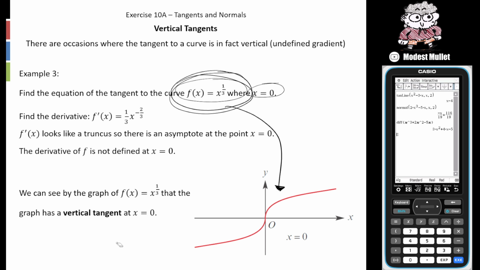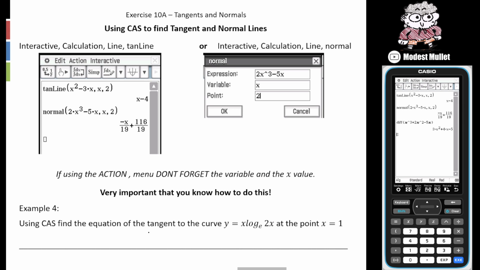But I said I was going to show you how to do these via CAS. You can get into this by, there's two commands. There is the tan line command or the normal command. You can get into these via either the action or the interactive menu. I think the interactive menu is better because it's going to give you the pop-up and remind you what are the things that you need to enter.